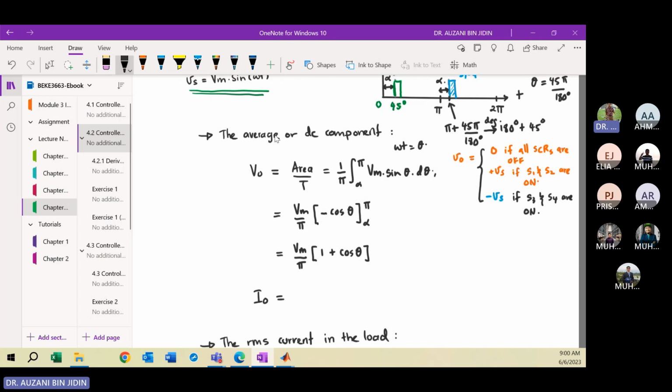And to obtain the average of the output current, you just apply Ohm's law, because in this case we apply only R load, and we just divide by R. Or you can write it as Vm divided by R, by using the equation above, then you can write the equation of the output.